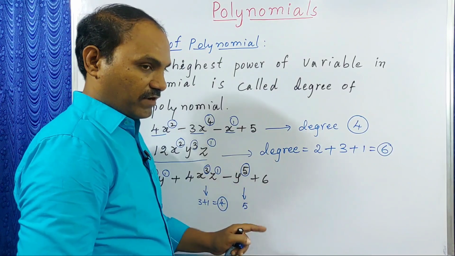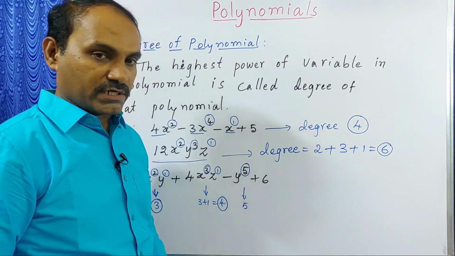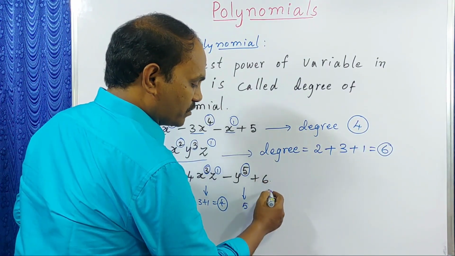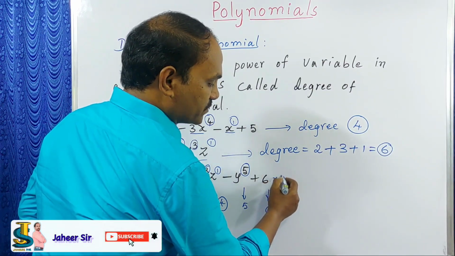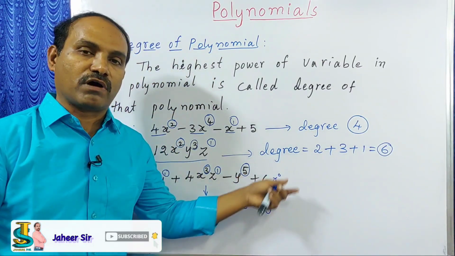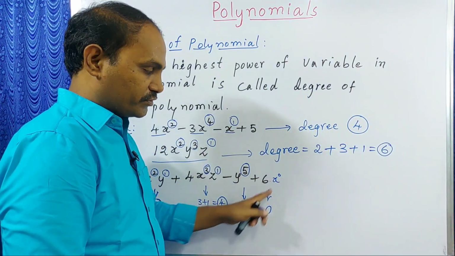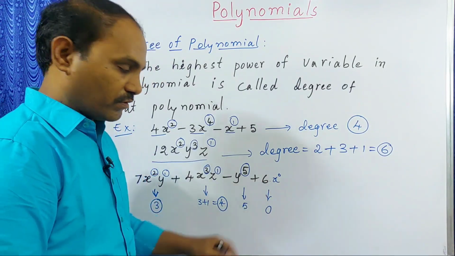And sixth term, what is the degree of 6? It is called a constant. So, constant term you can write x power 0. So, you should write here 0. Means x power 0 or y power 0 or z power 0 or combination of 2, 3 variables. You should write the exponent 0. That's why here the degree is 0.